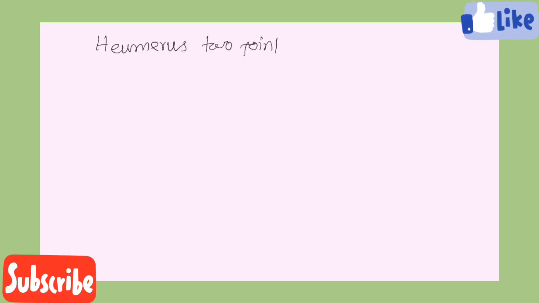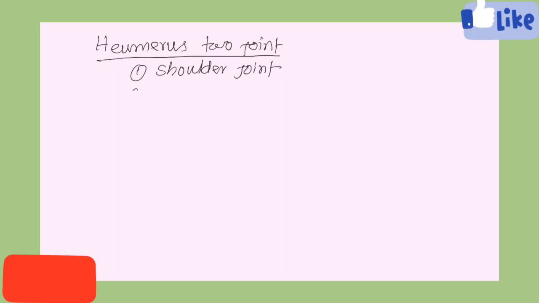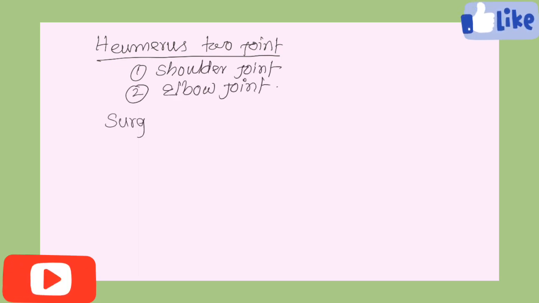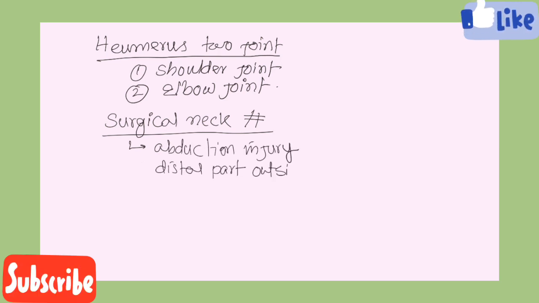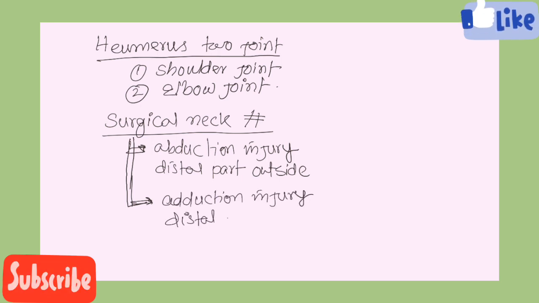The humerus has two joints, the shoulder joint and the elbow joint. Surgical neck fracture: there is an abduction injury, with the distal part outside, and an adduction injury, with the distal part inside.